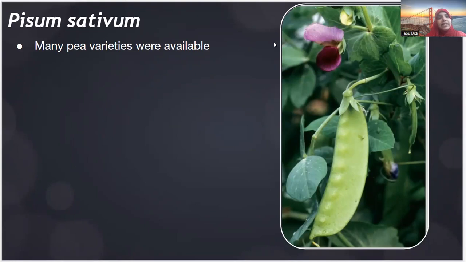The very first characteristic is that many pea varieties were available. The pea plant has many varieties, for example, green color pod pea plants, yellow color pod pea plants, then wrinkled seeds and round seeds. Flowers of pea plants are different too. Some flowers are white, some are purple. Because of these varieties, it becomes easier to study genetic traits that get transferred from parents to the offspring. So this is one of the qualities that Pisum sativum possesses.